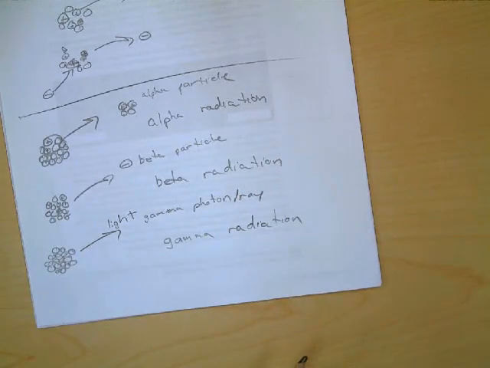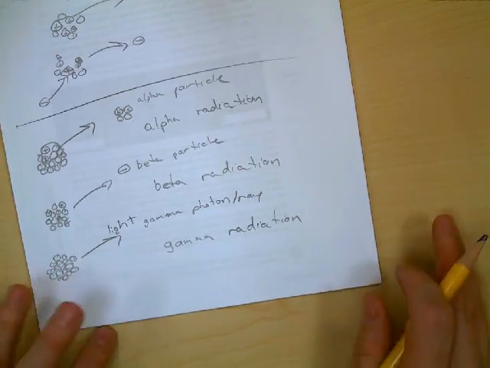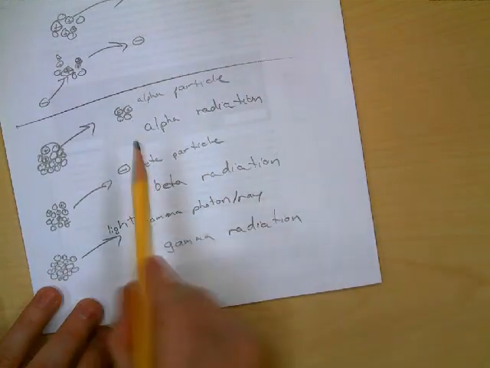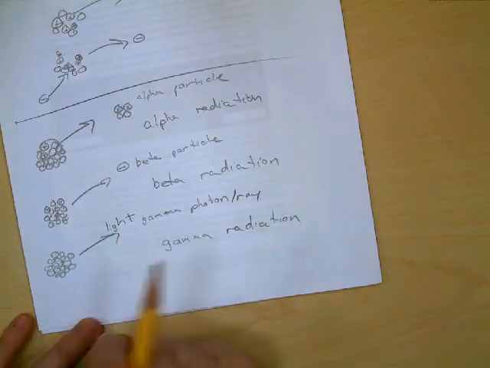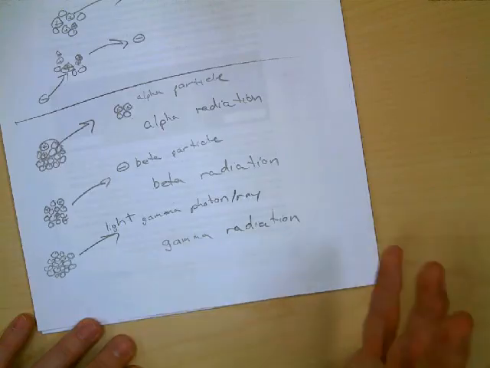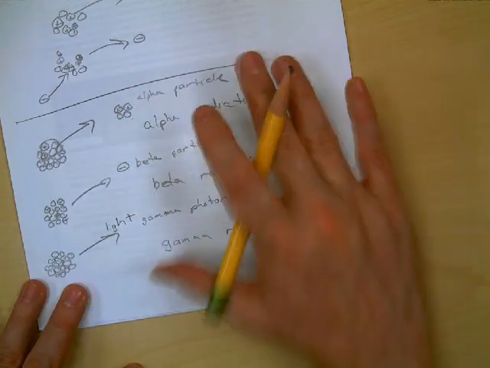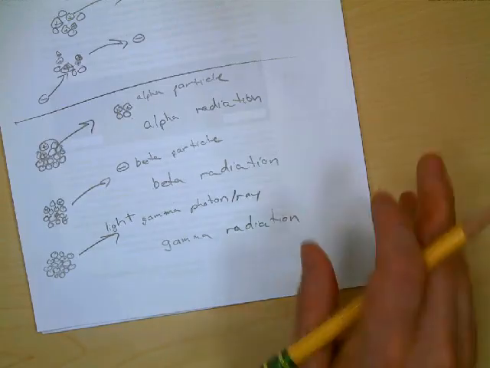There are others. Like I said, there's electron capture, and you can emit things called positrons, which are like beta particles, but positive; they have the same mass, but they happen to have a positive charge. Neutrinos, all kinds of things. But for the purposes of this class, we are going to focus on these 3 types of radiation. So let's look at what they do.